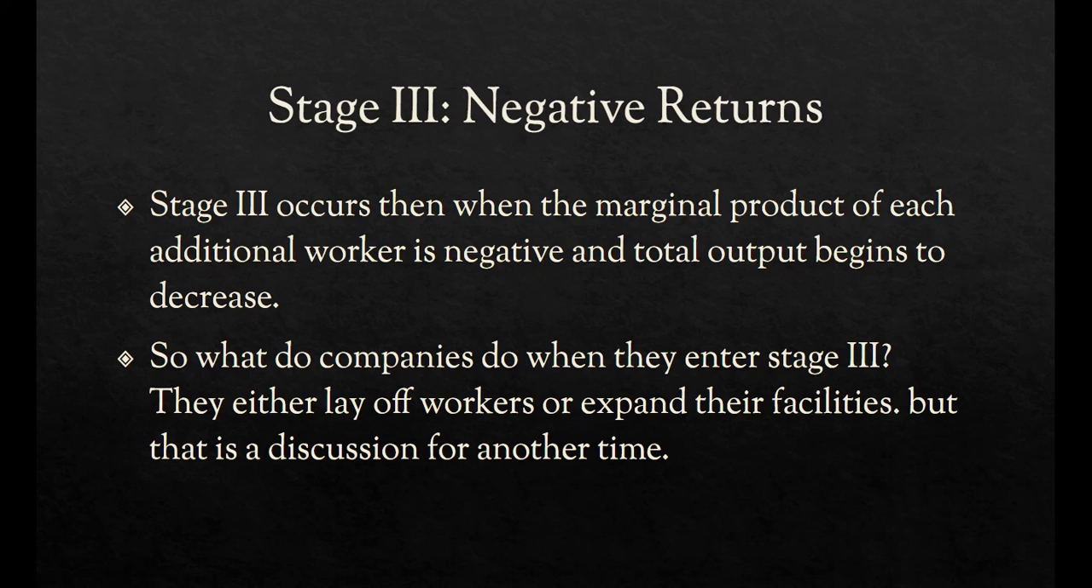So stage 3 occurs, again, when the marginal product of each additional worker is negative and the total output begins to decrease. So what do companies do at stage 3? Probably you figured it out by now. They lay off workers. Or they could expand their facilities. If they've got enough capital, they could expand their facilities so they could buy more capital. But that's long run, right? So in the long run, they can change by adding. In the short run, they're going to have to decrease that variable input. All right, so we'll discuss more about that later on.